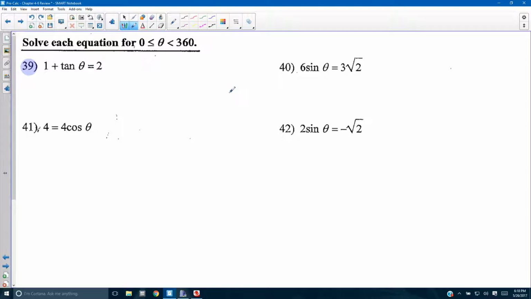Number 39 through 42, we're going to solve each equation for between 0 and 360 degrees, every single theta value we can obtain. Now understand that as they say 0 to 360, that means a couple things. Number one, only between 0 and 360. Number two, if you get an answer of 0, only write 0 as your answer, not 360, because 360 is not included in the domain.